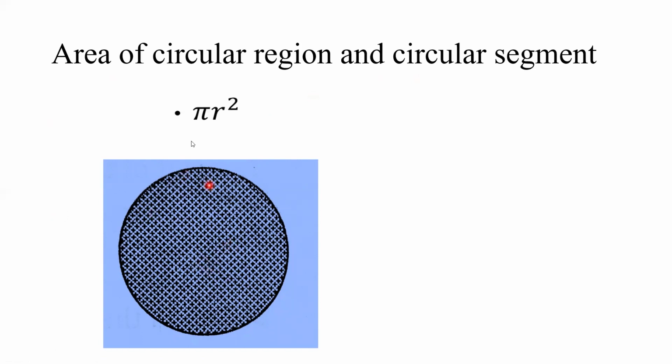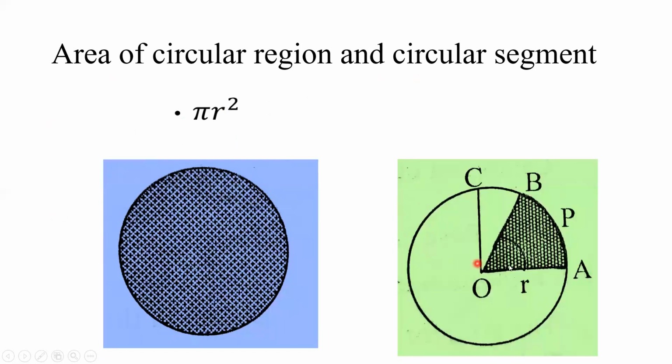Area of circular region is pi r square. Now, see another figure. This is circular segment AOB, and in this circle, radius is r, and area of circular segment AOB equal to half r square theta, where theta is angle AOB and theta is measured in radian angle.